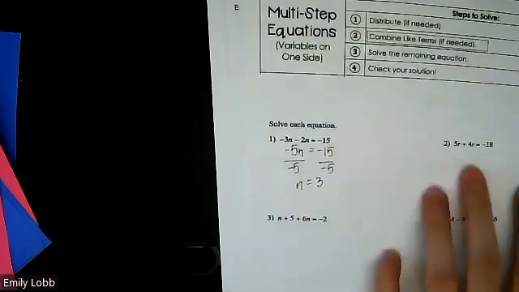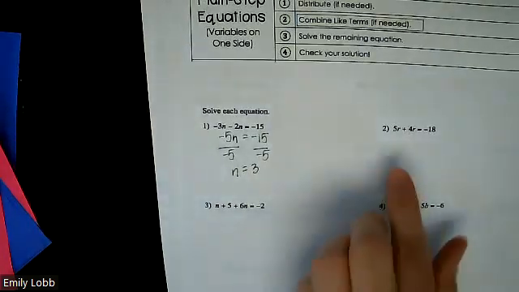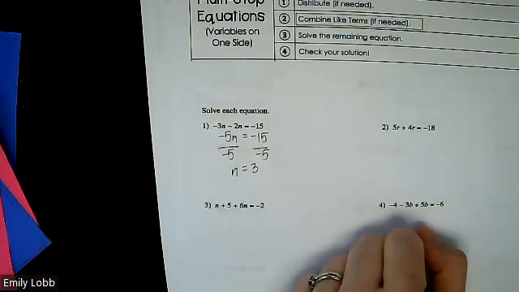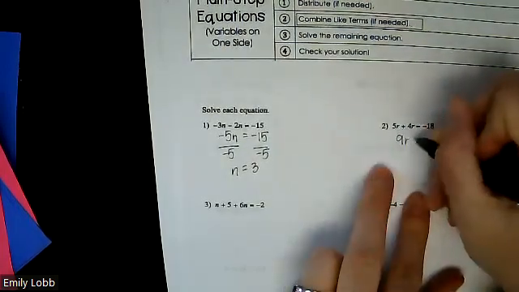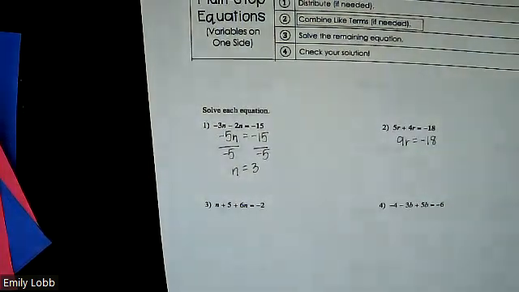What can we combine in number 2? Yes, so how many r's do I have if I combine them? 9. So I've got 9r is equal to negative 18. And now just a one-step equation.